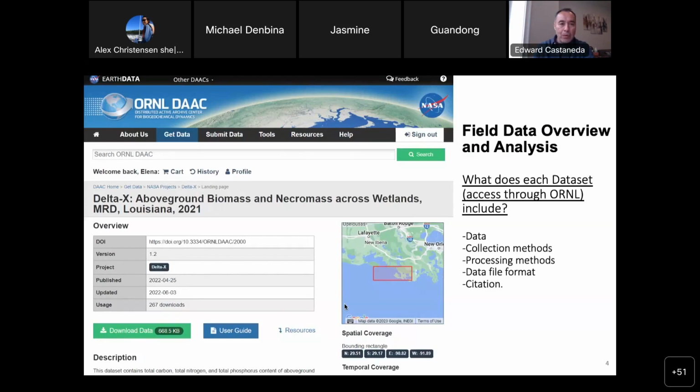This is one example of the website for the above ground biomass and necromass. Basically, what you can see is that in each data set, you can access the data, the methodology that we used, the sampling processing, the CSV file, and also the citation for that specific data set.